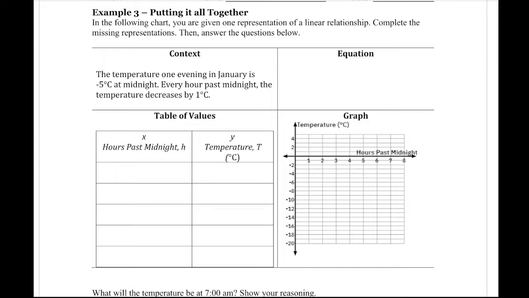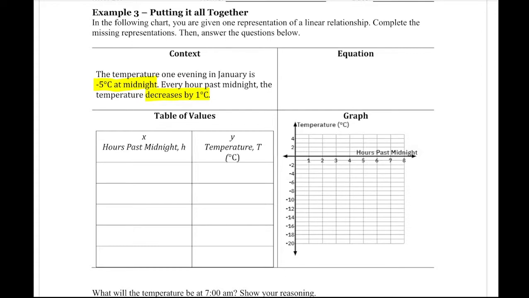So again, we talked about reading through and figuring out what's important. We really have two numbers, -5 and decreasing by 1. So we know that has to be involved in our equation somewhere. If we're not too sure, that's okay.